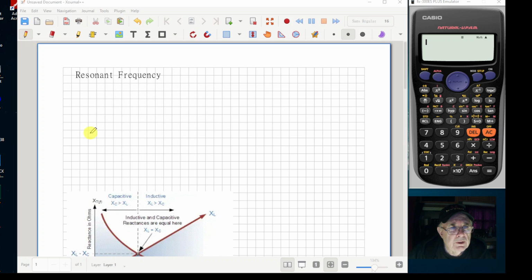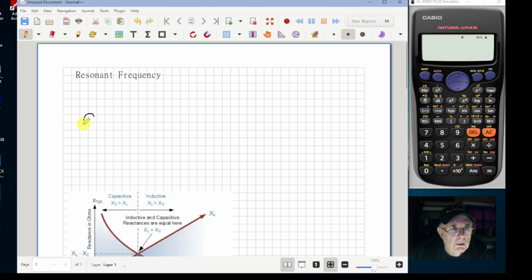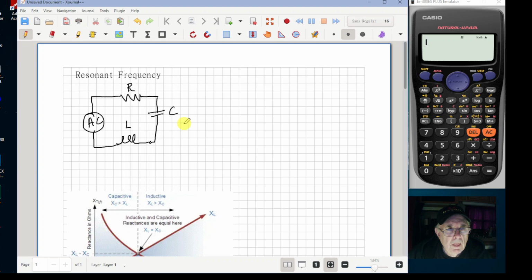Well, first of all, let's get a circuit of some sort up here. So let's get our AC source. And there's generally some resistive component, so I'll put that in. And then we have some sort of capacitor, and then maybe we have a coil of some sort here. These are in series. Okay, so here's our R and our C and our L.